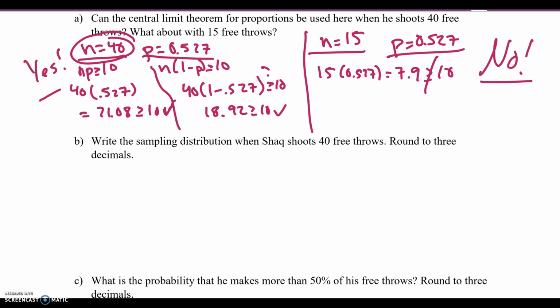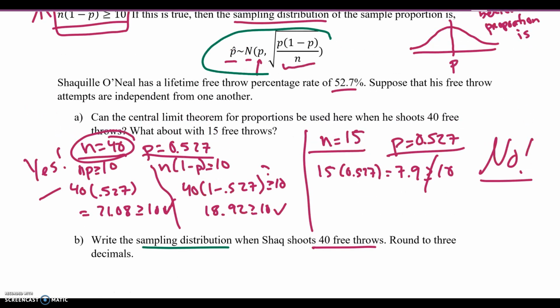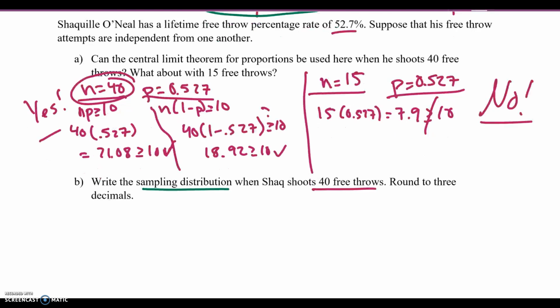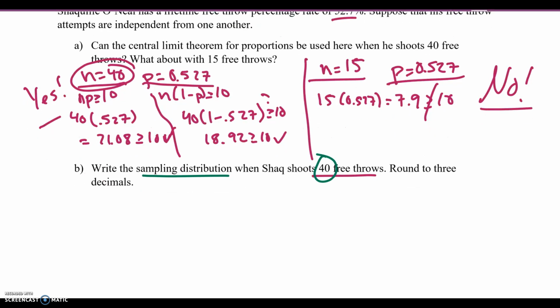So what we want to figure out is we want to write the sampling distribution when Shaq shoots 40 free throws. So we already know what the sampling distribution looks like. Okay, the sampling distribution is just the thing that we just had up here. This is what I'm looking for. Okay, so we already saw that with 40 free throws we are able to do it. So we're going to write p hat is normally distributed with a mean of p and a standard error of square root of p(1 minus p) over n. Okay, now all I have to do is just plug everything in.